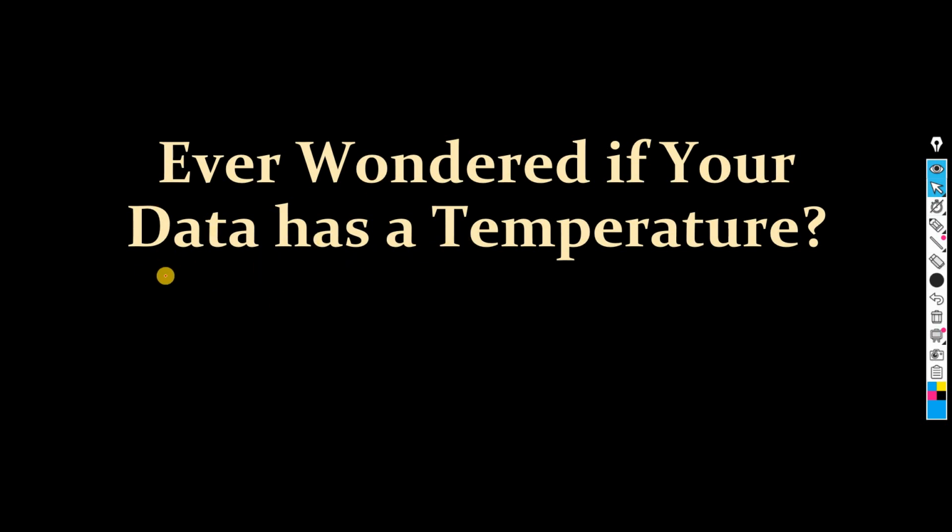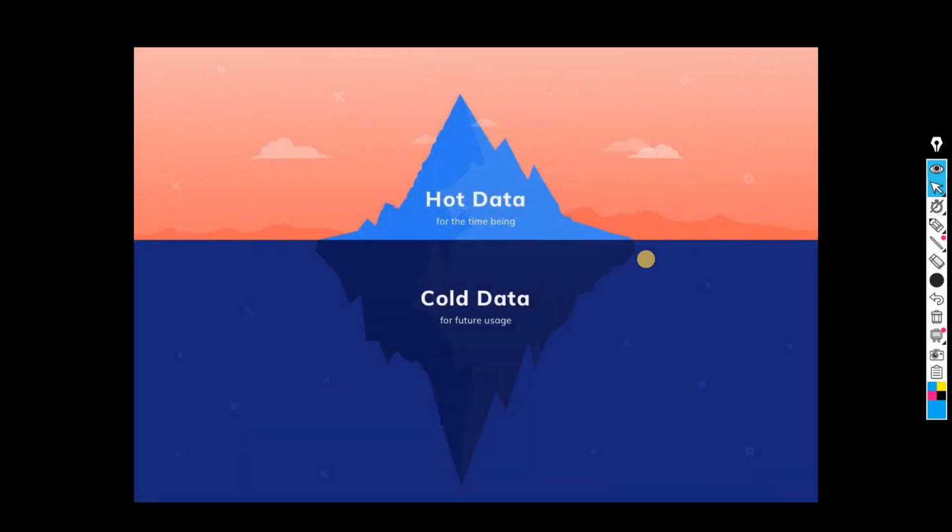So today in this particular video we are going to discuss data temperature. It might appear strange, but our data, which is basically the new oil, has temperature. Based on certain properties, we can segregate our data into a hot category or a cold category. So what are those properties? Let us try to understand in this video.